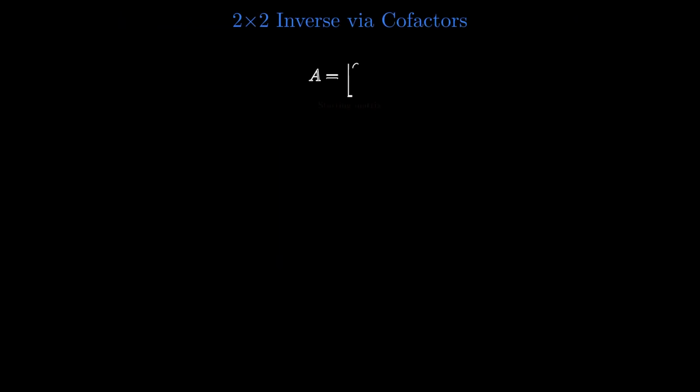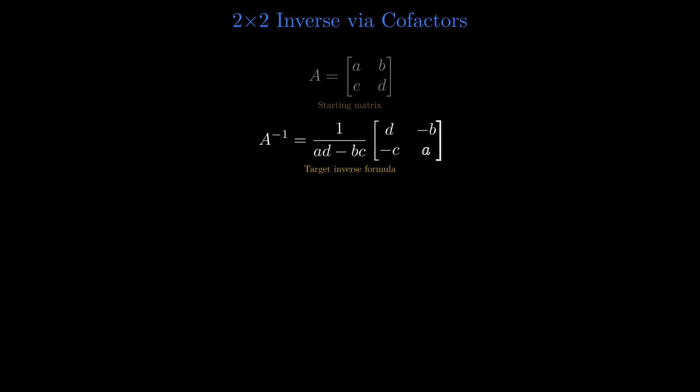Take the matrix A, B, C, D. Its inverse is 1 over AD minus BC times the matrix D, negative B, negative C, A. Now let's see where that formula comes from. By computing cofactors, the cofactor Cij equals negative 1 to the power i plus j times the determinant of the submatrix remaining after deleting row i and column j.